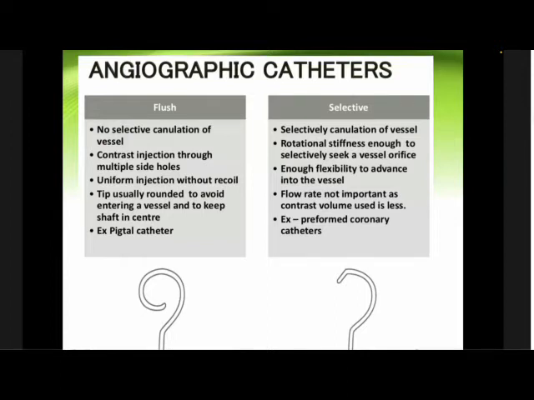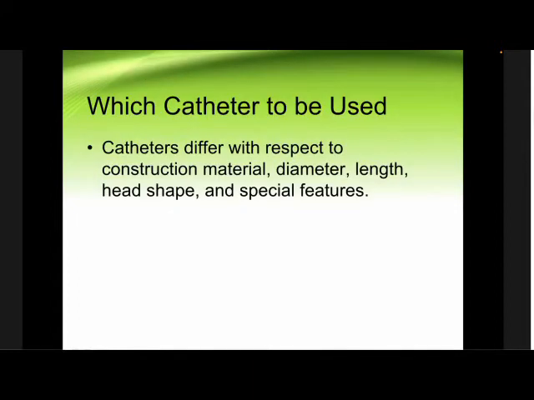Whereas selective catheters are used for selective cannulation of vessels, and they have enough stiffness and flexibility to advance into selective vessels, and they usually have only an end opening, not the side openings of a flush catheter. So which catheter to be used will depend on the catheter characteristics like the construction material, the diameter, the length, the head shape, and the special characteristics of each catheter.